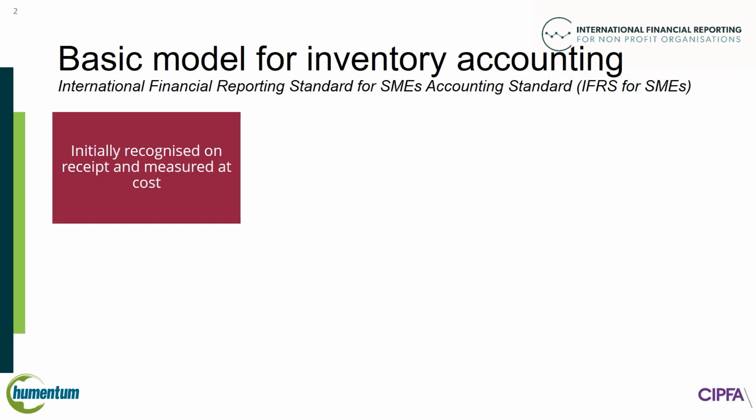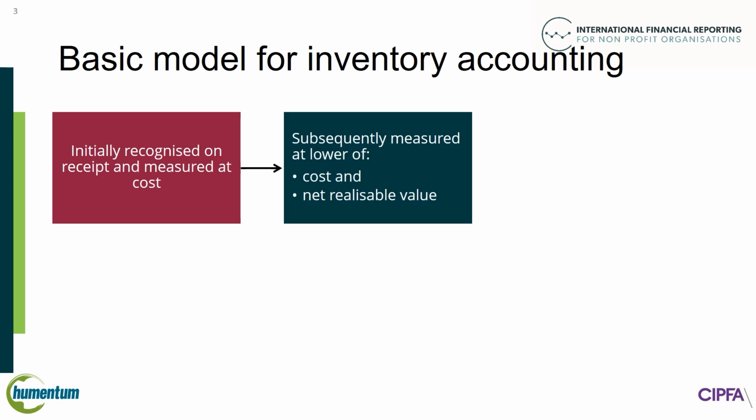INPAG adopts the basic model for inventory accounting from the IFRS for SMEs accounting standard. In this model, inventories are initially recognized when received and measured at cost. When the carrying amount of inventories cannot be fully recovered, an impairment is recognized. Inventories are subsequently measured at the lower of cost and net realizable value. Net realizable value is the estimated selling price, less costs to complete and sell.